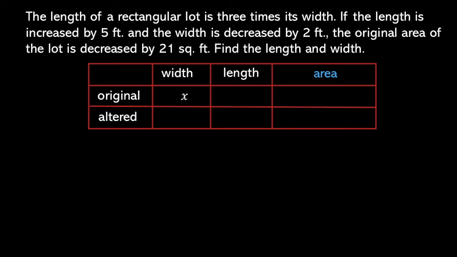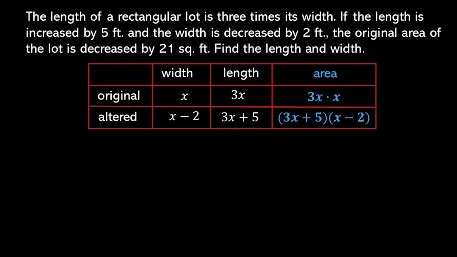That is, if the width is x, then the length is 3x. This makes the area, which is length times width, 3x times x. We alter these dimensions. The width is decreased by 2, so the altered width is x minus 2. And the length is increased by 5, so the altered length is 3x plus 5. This makes the altered area, length times width, (3x plus 5) times (x minus 2).